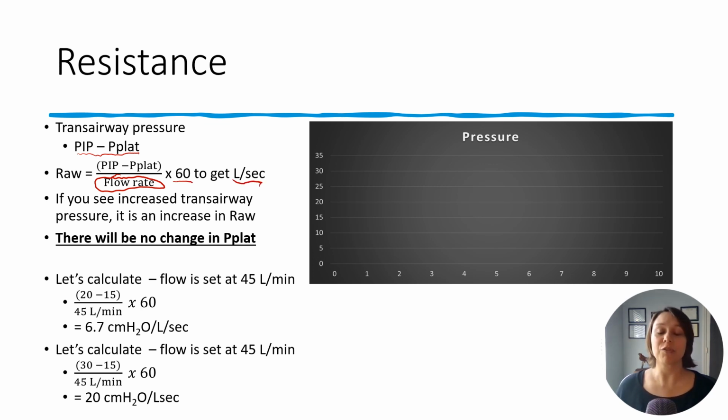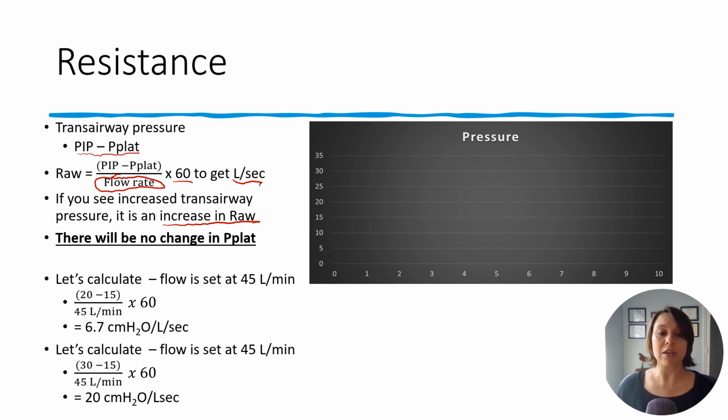You can convert your flow rate ahead of time, but I do find it's easier for students to plug their numbers in and then multiply by 60 at the end, because there are multiple calculations in mechanical ventilation where we're going to do this. So remember that if you see increased trans-airway pressure, it is an increase in airway resistance. There will be no change in plateau pressure.